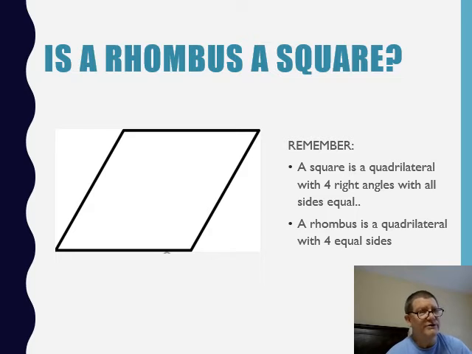Now, is a rhombus a square? Well, if you remember, a square has 4 right angles. This is not a right angle here. None of these are right angles. Okay, so a rhombus is not a square. So that'd be no, it doesn't meet the requirements of a square.